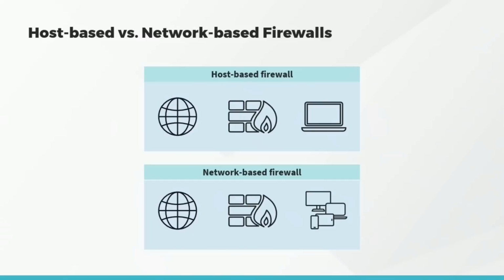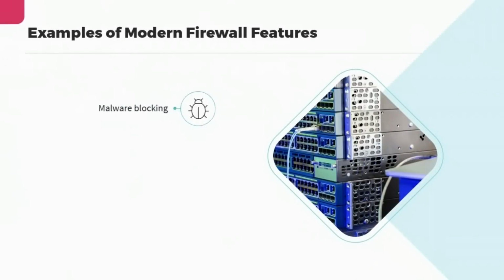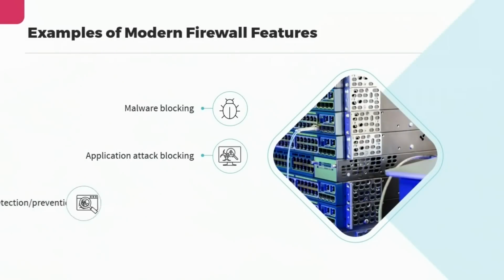Which one you choose to implement is entirely your call, but for the highest level of security, you could implement both, so that if something malicious does happen to get through the network firewall, your host-based firewall is still there as an extra layer of defense. Plus, network-based firewalls do not monitor traffic on the internal LAN. So, with a network-based firewall only, there would be nothing to prevent a malicious internal user from compromising other internal systems. Primary features of modern firewalls include malware blocking, application attack blocking, and intrusion detection and prevention.